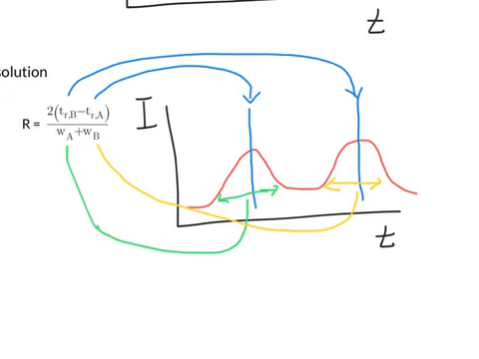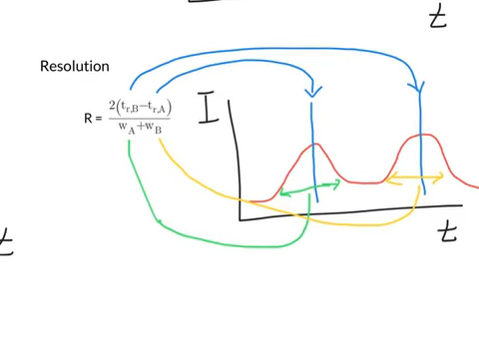Finally, we learned about resolution, which is simply a measurement of how narrow the peaks are versus how well separated they are. And so we divide the difference in retention times by the average width of the peaks at the base. Although, as we learned, we could also use the full width at half max, but then we have to change our resolution equation, and there are other equations for that.